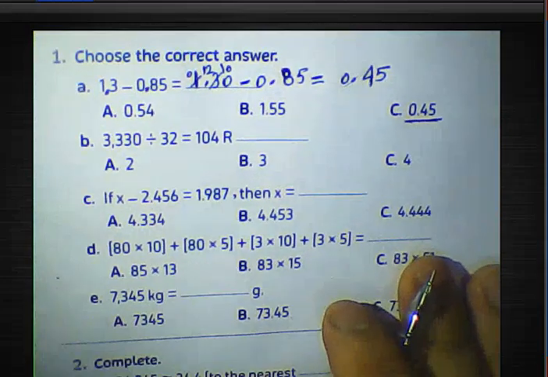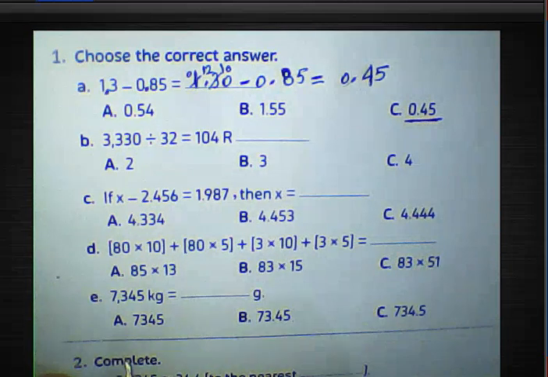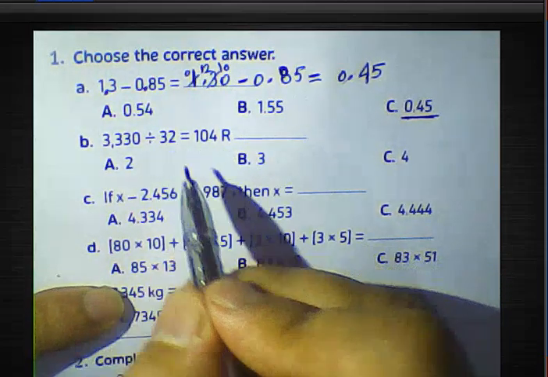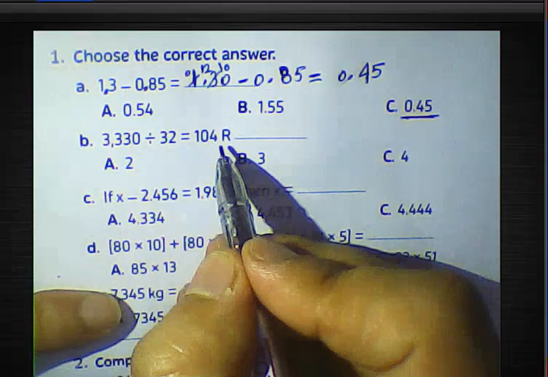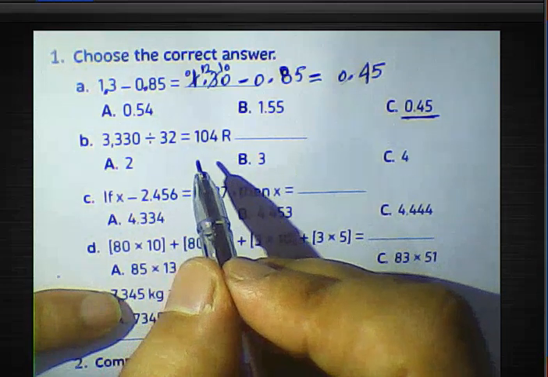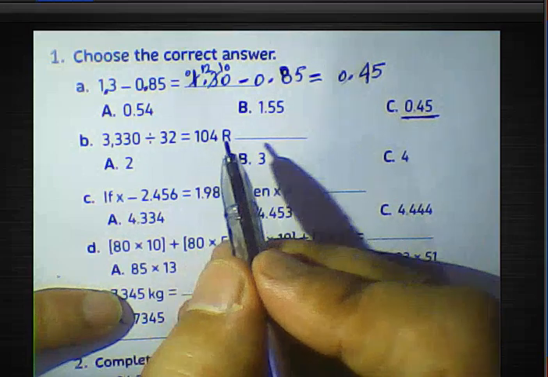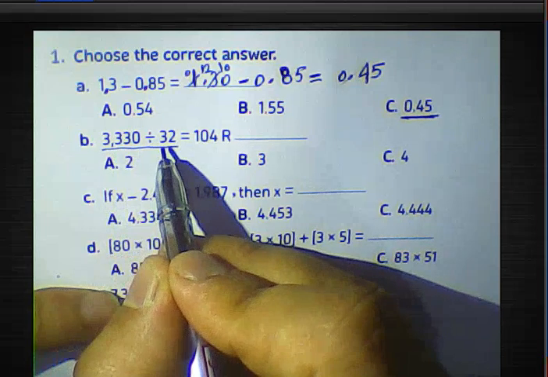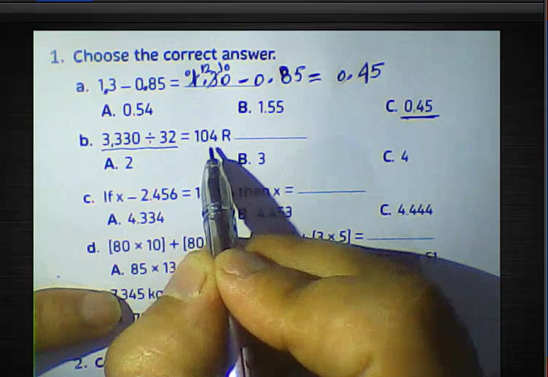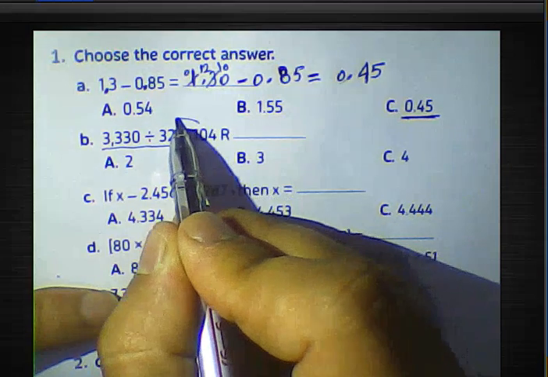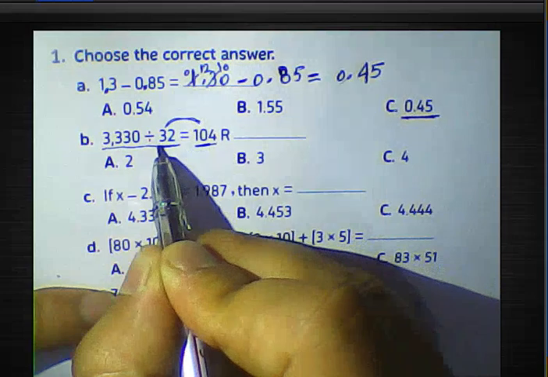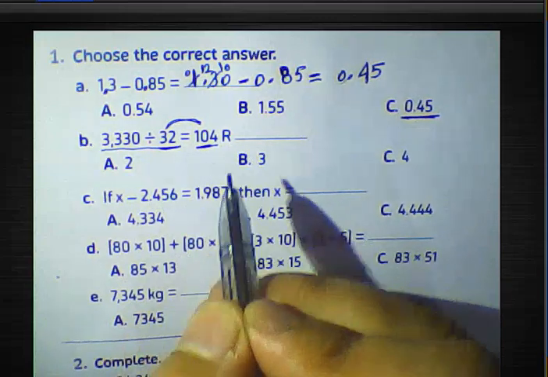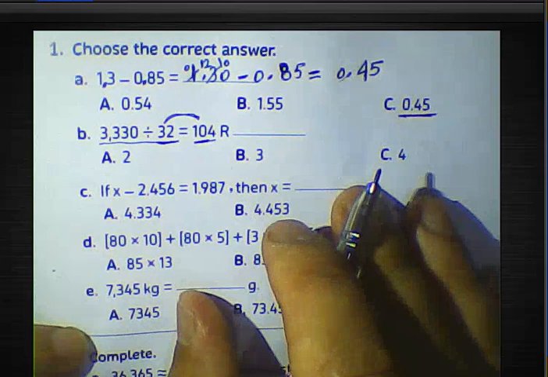Okay, choose letter C. Question number B. 3330 divided by 32 equals 104. And remember, he asked about the remainder. When you want to find the remainder, we can use two methods for this example. First, we can divide 3330 by 32 and then find the quotient and the remainder. Or the second method, we can multiply the quotient and divisor, and subtract the result from the dividend to get the remainder. Okay, I will solve with the first method with you.